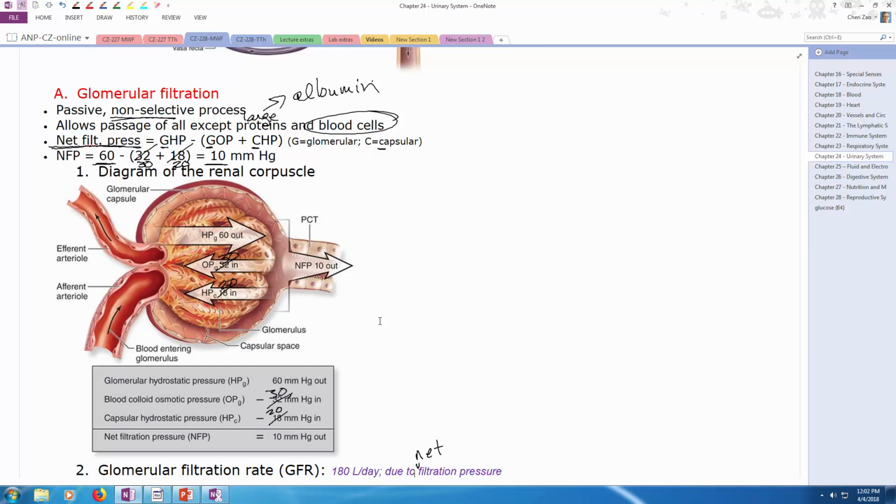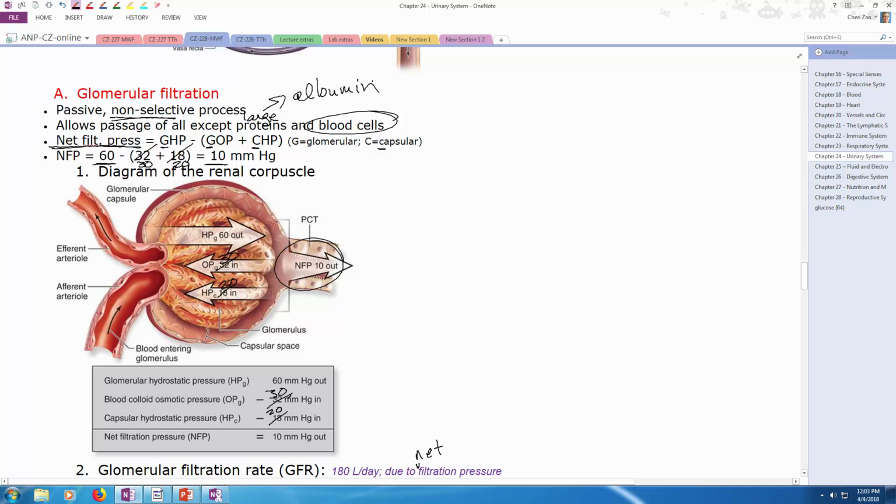C in this case stands for capsular hydrostatic pressure, and that's basically back pressure. As that capsule fills up, it won't take any more if it's completely full. So you can't actually make any more filtrate if it is not draining off properly. And that draining point is going to be the tubular system: the proximal convoluted tubule, the nephron loop, and the distal convoluted tubule, as well as the collecting duct and various other areas.